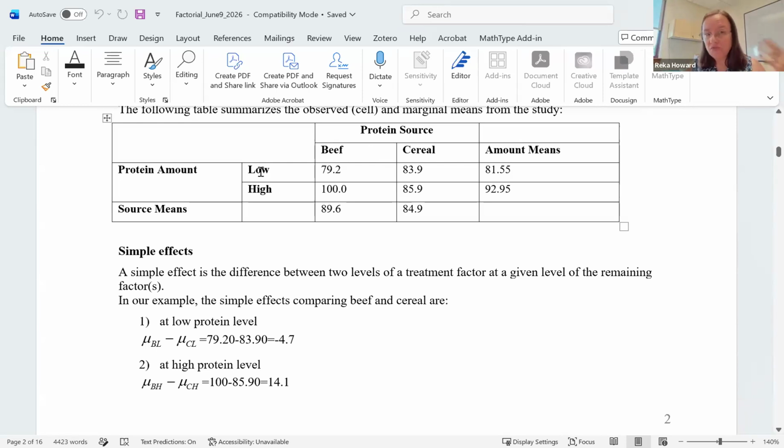I just average the difference between beef and cereal, the average of the low and high. Or I'm looking at the difference between high and low, and I don't have to say add beef or add cereal. Just think about your research and what you are interested in. So it's not beef, it's not cereal.